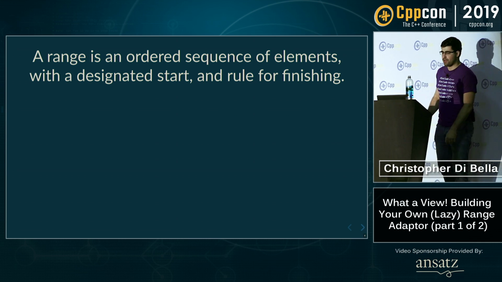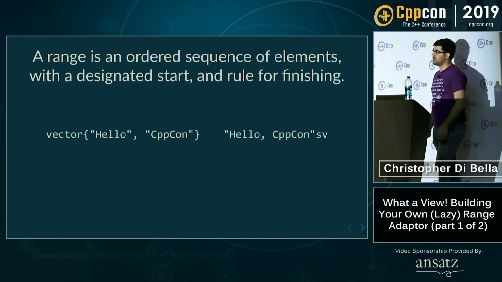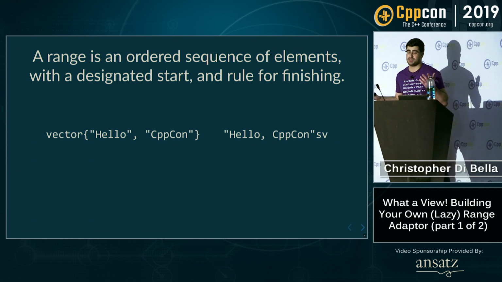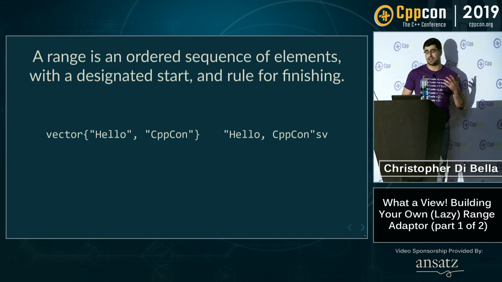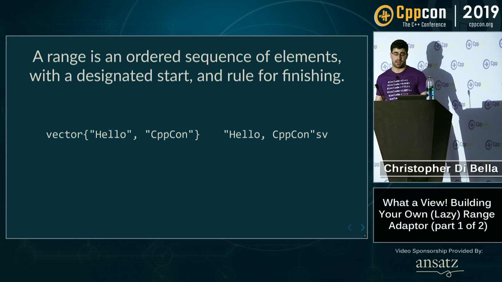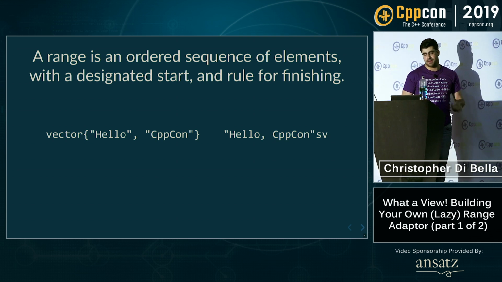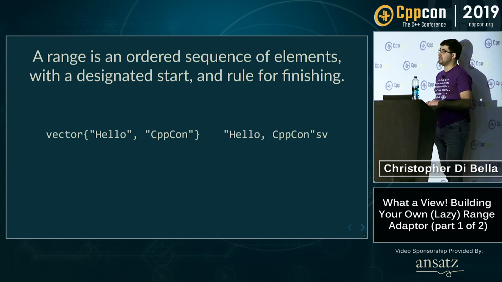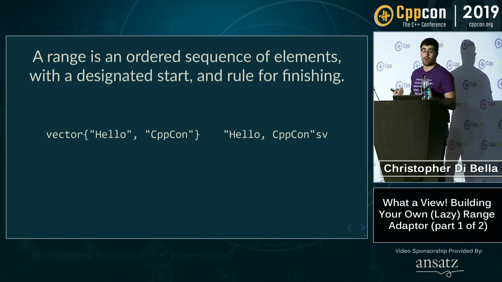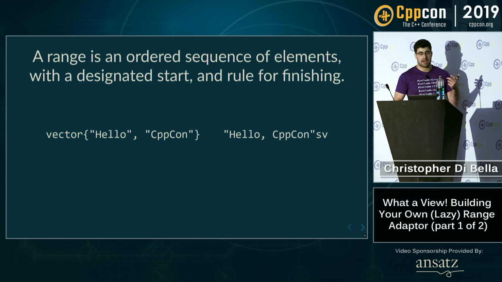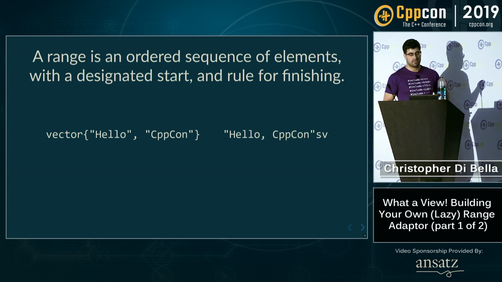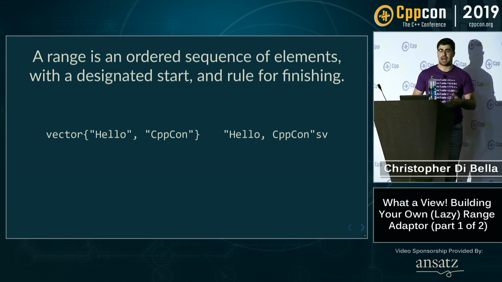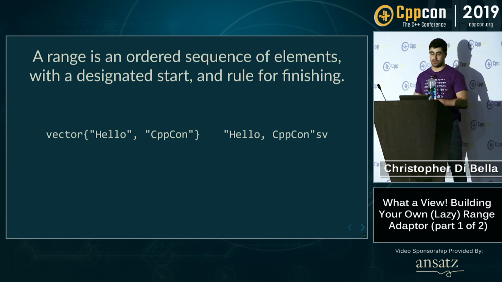An example of a range is a vector with two elements, "hello" and "CppCon", and a string view. That's also a range. For the vector, the designated start is "hello", and the rule for finishing is when there are no more elements left. The designated start for the string view is 'h', and the rule for finishing is when there are no more characters left.